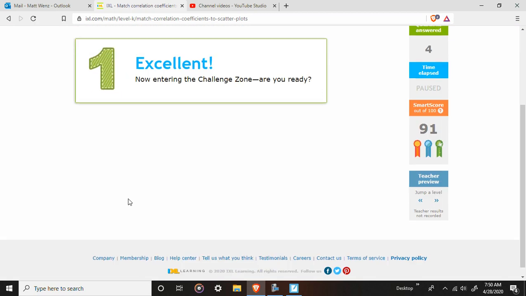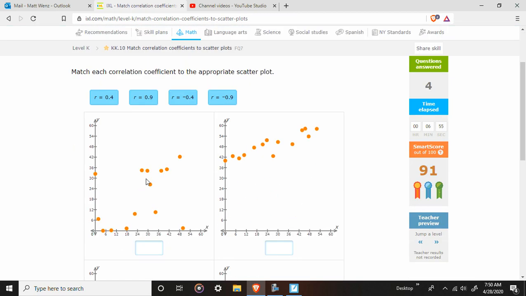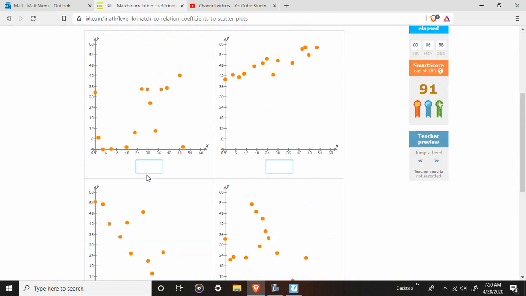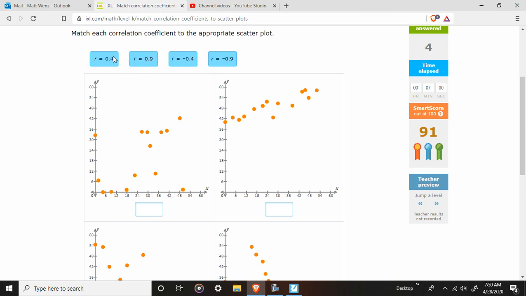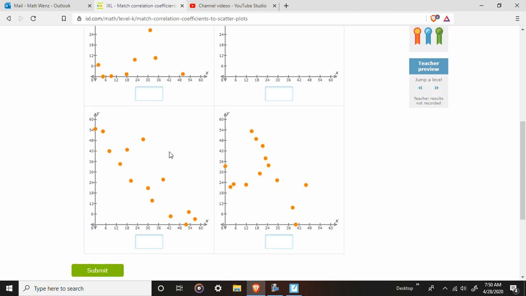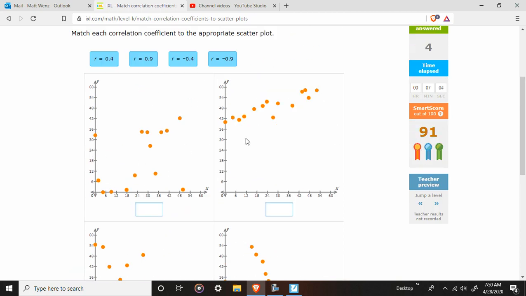Okay, oh, we're in the challenge zone. Oh boy. Again, we got 4 now. Okay. So again, I got a positive and a negative and a positive and negative. So the ones that are going up are clearly these two, right? These are two that are going up. I have positive, positive, negative, negative.